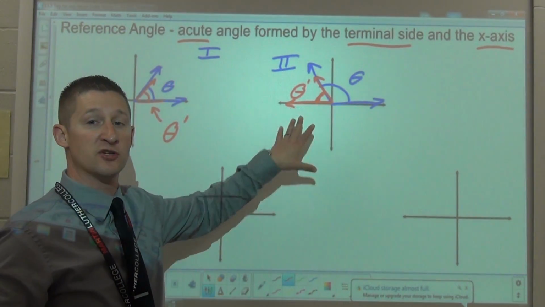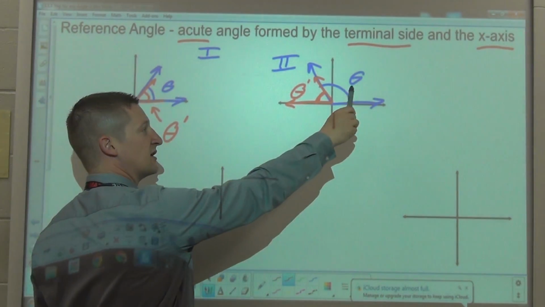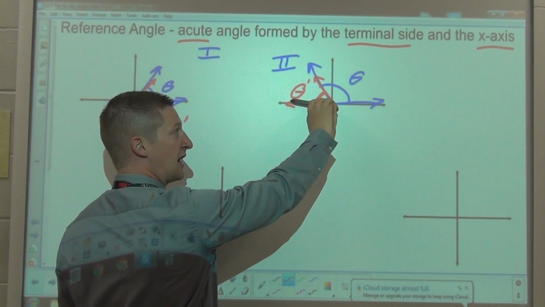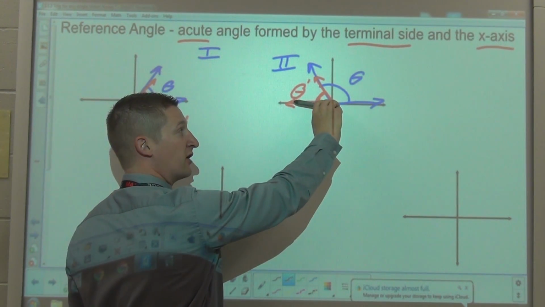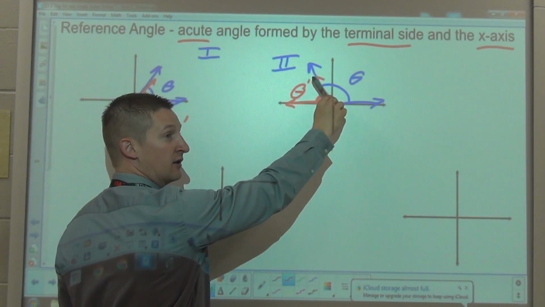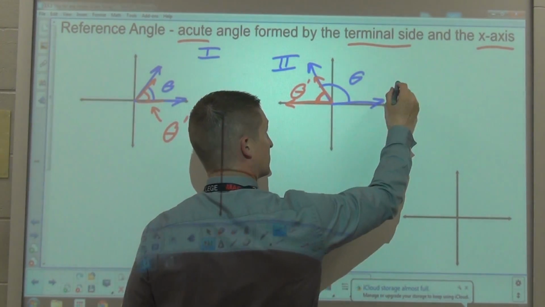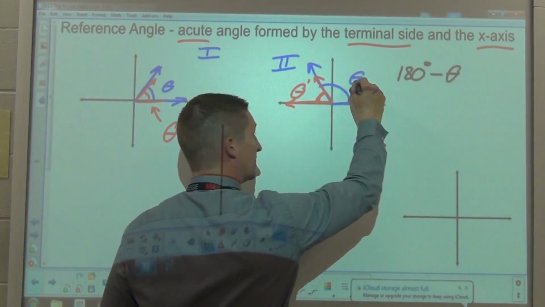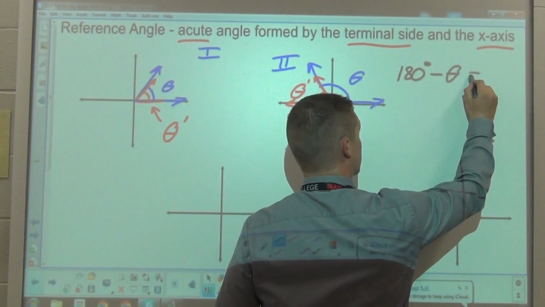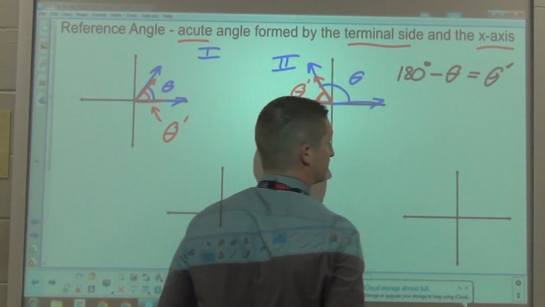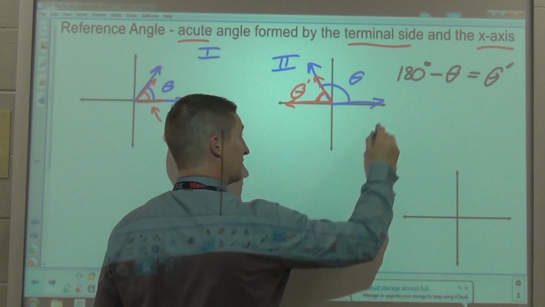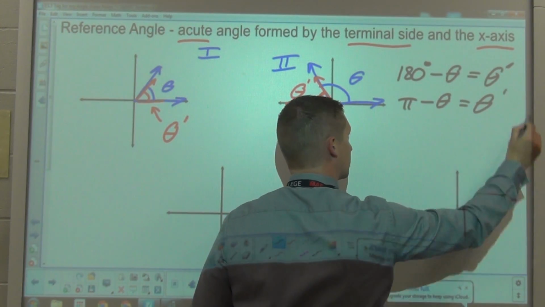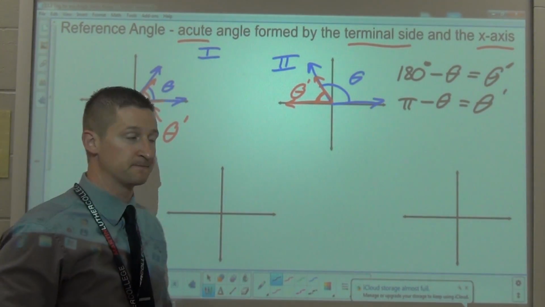Now, if I wanted to find the measurement of that reference angle, well, common sense tells me, I went this far, however many degrees this might be, but I'm short of 180. So I have to figure out what's the difference between 180 degrees and the angle that I had. Well, that means subtraction. So what I would do to find the reference angle is take 180 degrees minus whatever the initial angle might have been. And that's what my reference angle might be. Now, if I'm in radian measurement instead, well, that 180 degrees just changes to pi. Pi minus theta equals theta prime, the measurement of the reference angle.